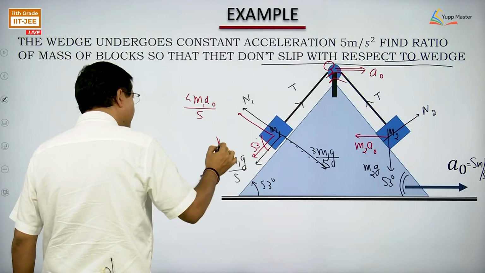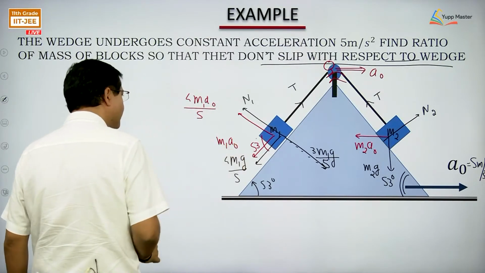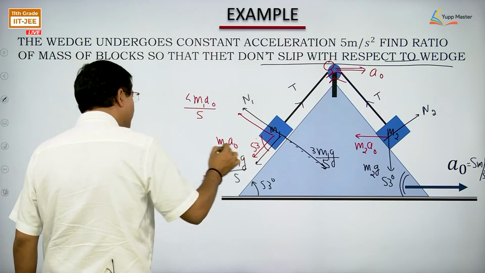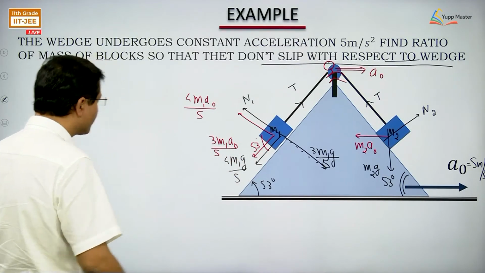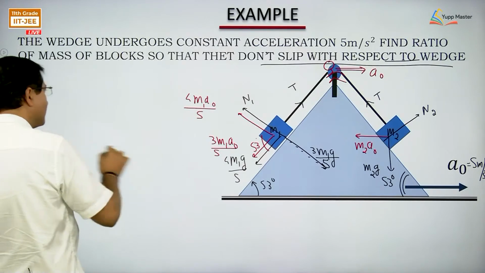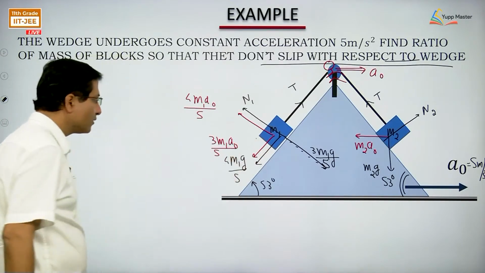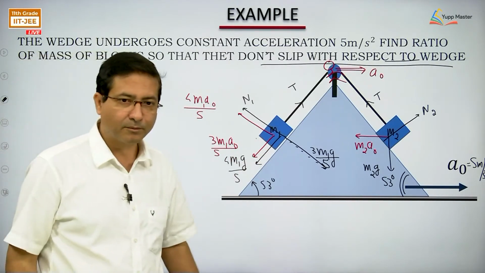And this is coming m1 A naught cos 53, 3 by 5. So we have resolved pseudo force as well. So all the forces we have resolved along the plane and perpendicular to the plane.